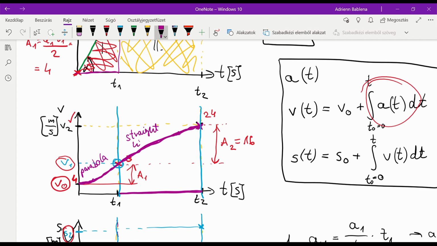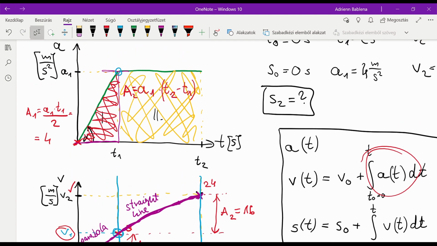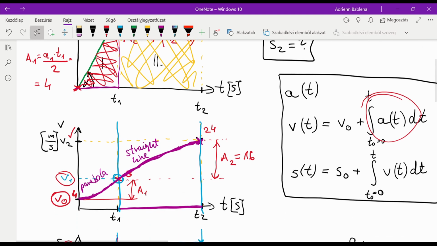Straight line in the second section. You have to know that the velocity is the integral of the acceleration and the displacement is the integral of the velocity. You have to know this because of the function drawing, but after that you can calculate the areas and then you can calculate the unknown parameters.